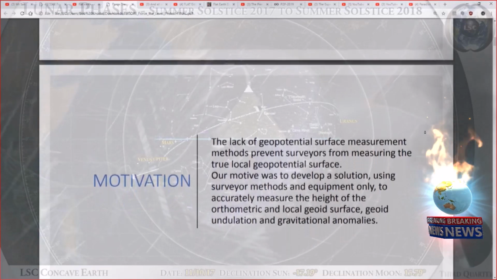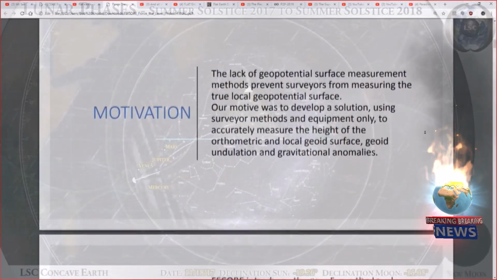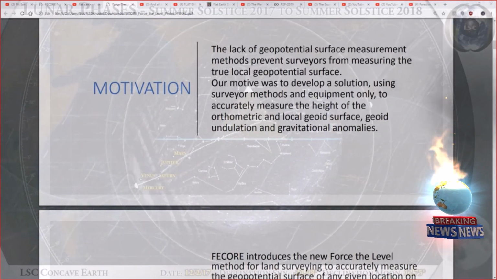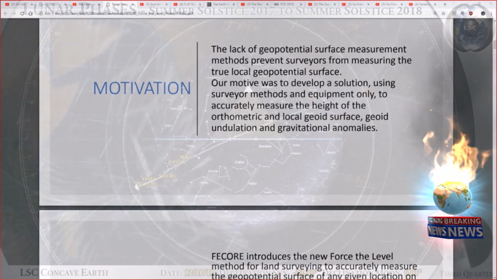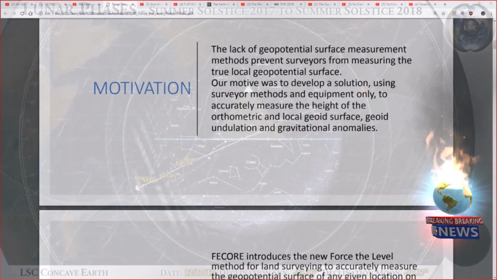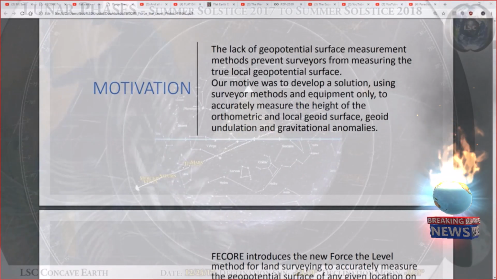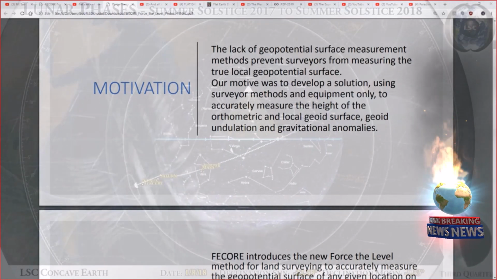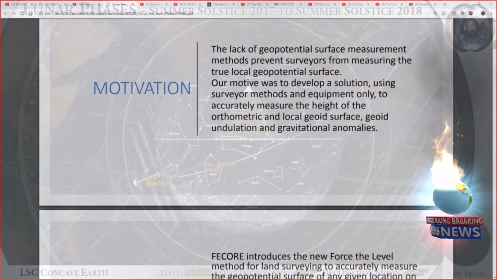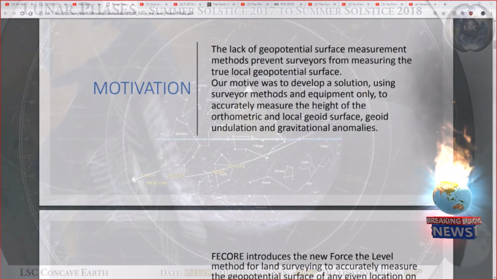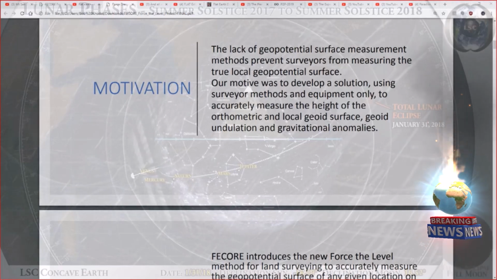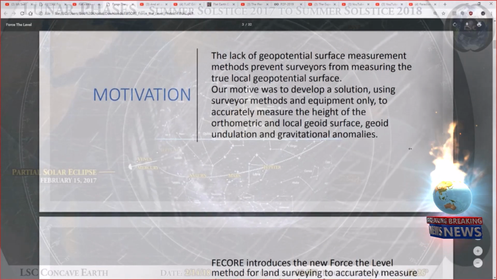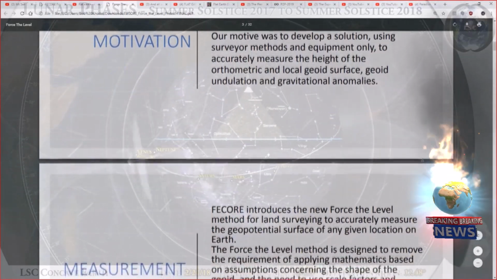The Force the Level experiment is a surveying experiment, and the idea behind it, let me get to my notes here. It's basically a method that allows people to inexpensively measure the geopotential surface of the Earth with an accuracy that is absolutely orders of magnitude higher than satellite navigation systems. And this is using a Trimble, I think it's a differential level.